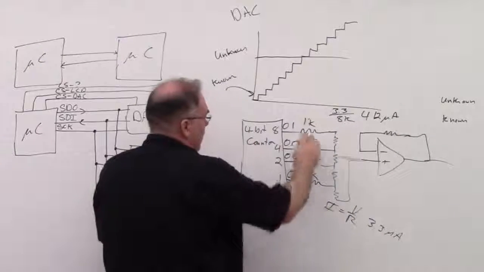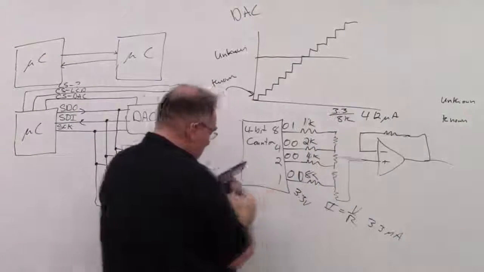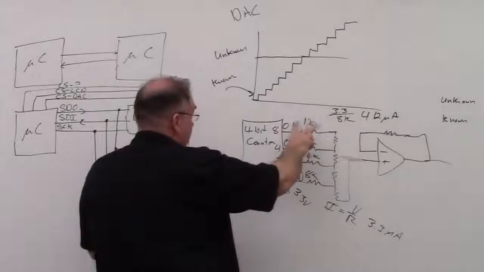In the R2R ladder, you would have a value of R and 2R, R and 2R. Or maybe 2R and R. I'm not sure which one's which.